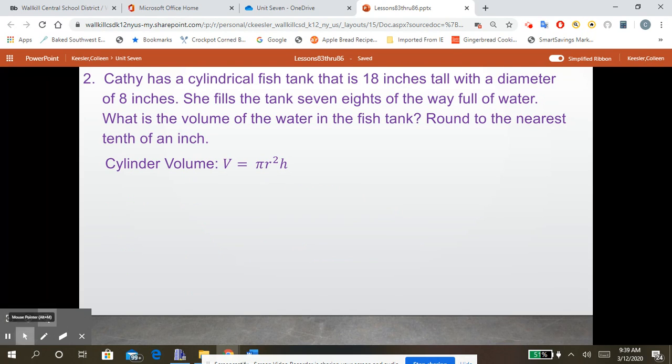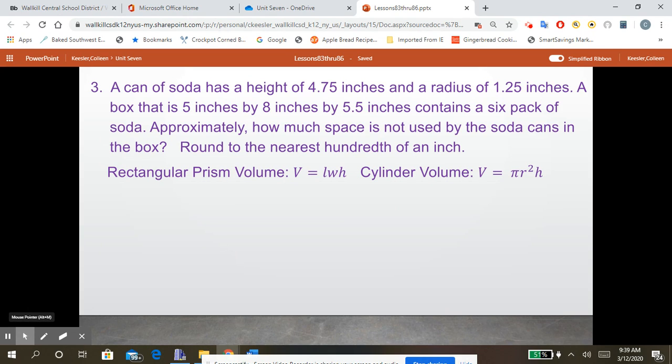Next problem. A can of soda has a height of 4.75 inches and a radius of 1 1/4 inches. A box that is approximately 5 by 8 by 5.5 inches contains a 6-pack of soda. Approximately how much space is not used by the soda cans in the box? Round to the nearest hundredth of an inch. So we haven't done volume of rectangular prisms or boxes, but in this case they're asking us to do it. You've done it in the past. So a rectangular prism's volume is just length times width times height. So we can start by finding the volume of the box.